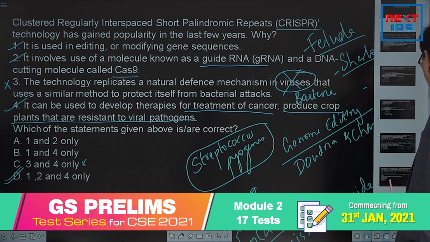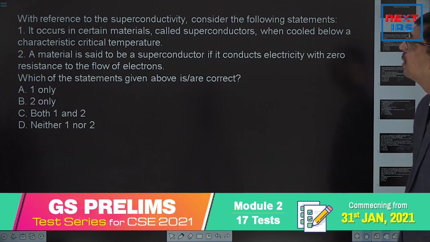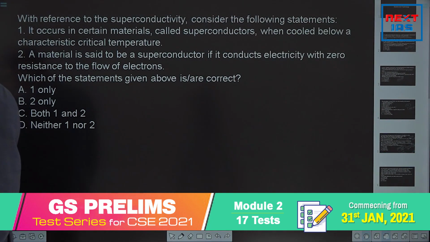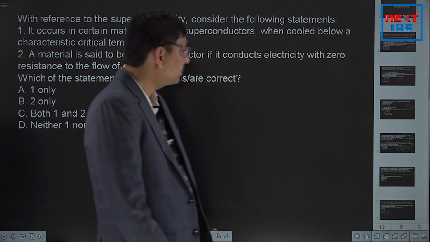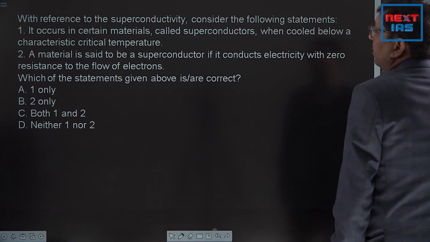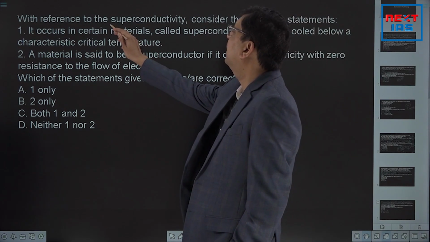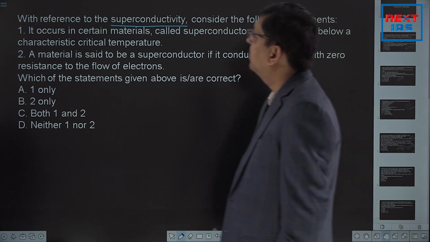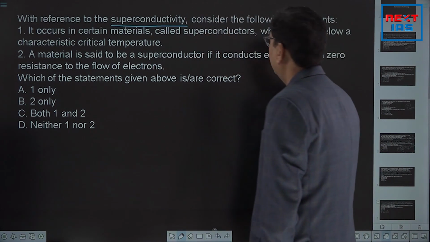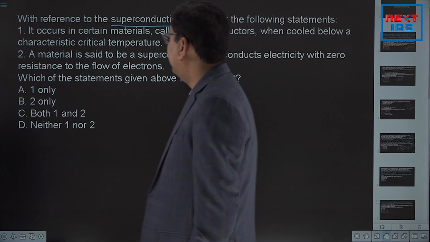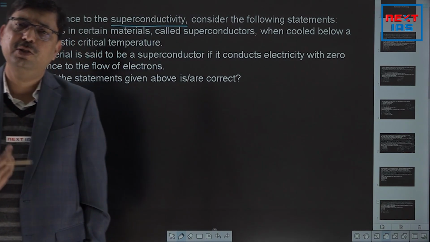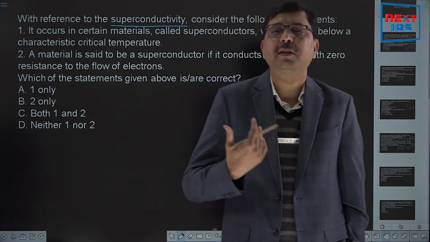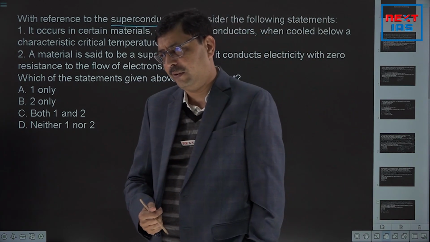Now after CRISPR, let's talk about superconductivity. Now with reference to superconductivity, consider the following statements. It occurs in certain materials called superconductors when below a characteristic critical temperature. All of us know in superconductivity, the resistance becomes 0, and superconductivity is having a lot of applications nowadays.